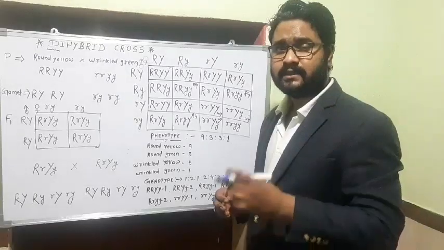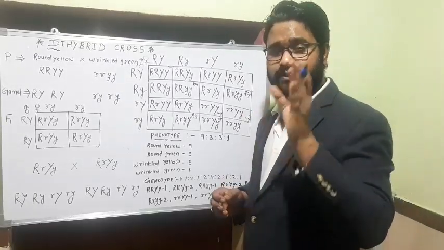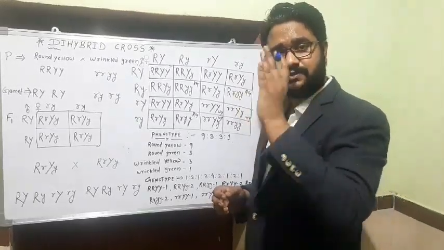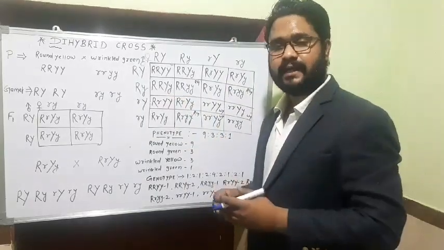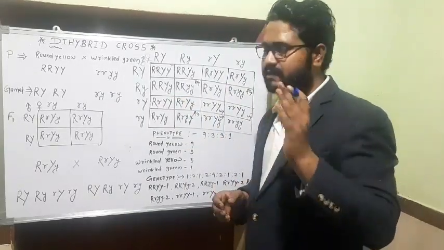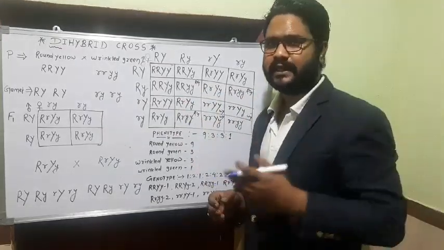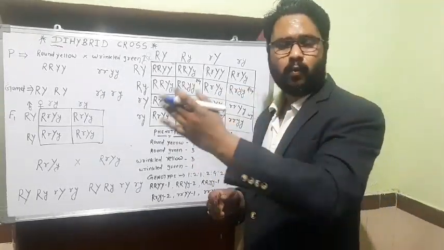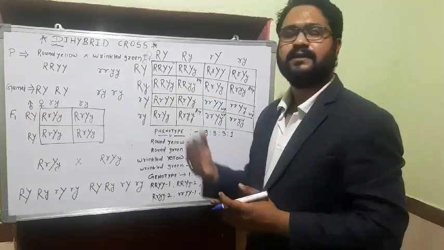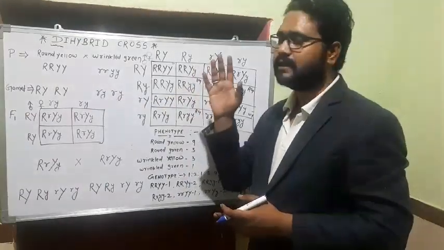Now next, the dihybrid phenotypic ratio 9:3:3:1, and dihybrid genotypic ratio, simple number 1 2 1, double it 242, single it 1 2 1. That is 1 2 1, 242, 1 2 1. In this way you can understand the chemistry of this dihybrid cross.